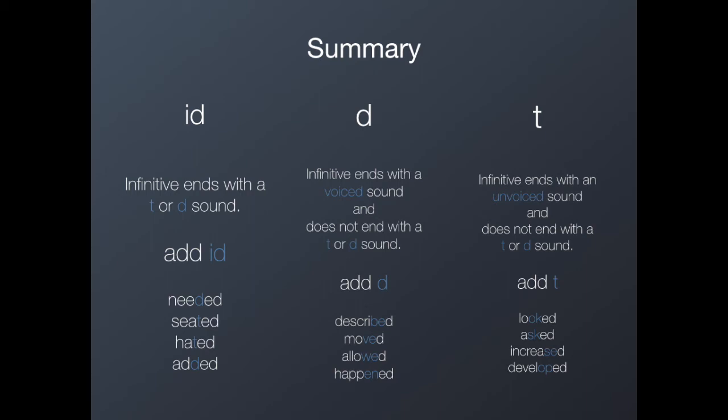Described, moved, allowed, happened. And lastly, if the infinitive ends with an unvoiced sound and does not end with a t or d sound, then you add t. For example, looked, asked, increased, developed. Very quickly in summary, for a t or d sound you add id. A voiced sound you add d. An unvoiced sound you add t.